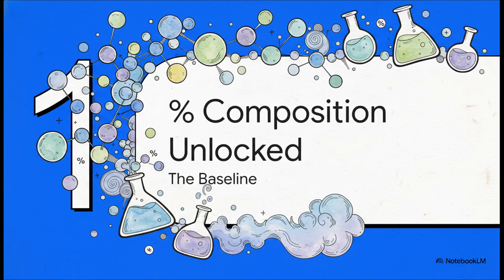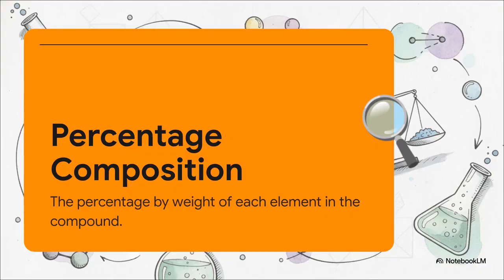Section 1. Percentage composition unlocked. Okay, so before we can even begin to figure out what a whole molecule looks like, we kind of need to know who's in the room, right? We have to look at the total weight and figure out what fraction belongs to each element. It's exactly like slicing up a pie. You just take the weight of one specific element inside a single molecule, divide that by the total weight of the entire molecule, and then multiply by 100. Boom! That gives you the percentage by weight for that specific element.